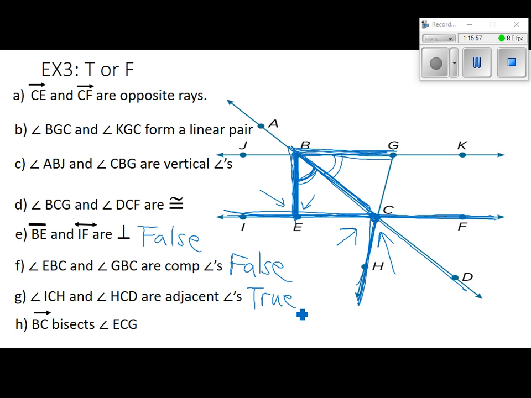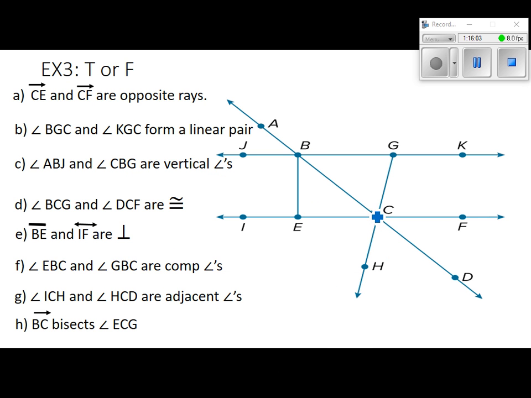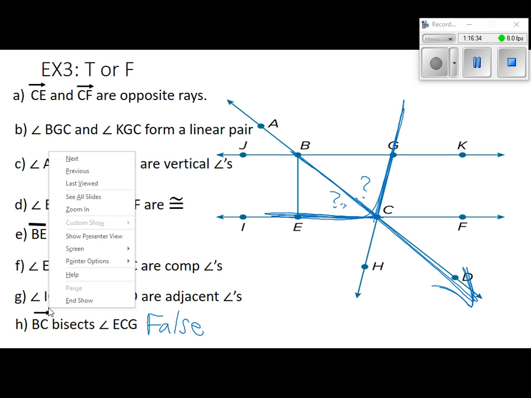The last thing, ray BC. Let's erase all this. Ray BC starts here and goes out that direction. It bisects angle ECG. So we're saying these two angles would have to be congruent. It looks like they might be, but that's not something that we can assume. So we don't know if it bisects it or not. So we can't assume that. That would have to be false. That's the assignment.